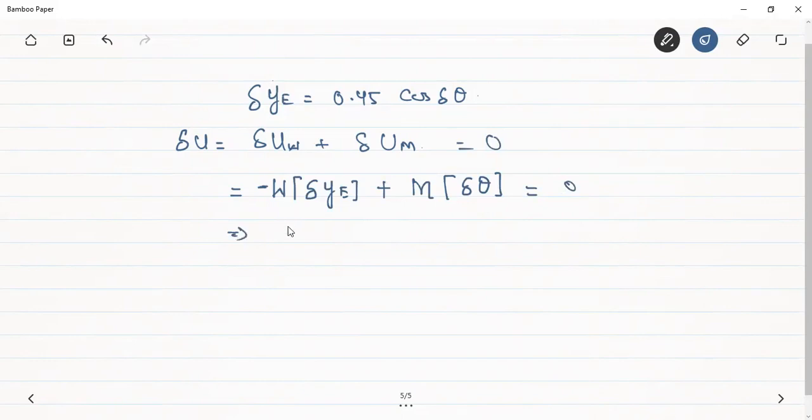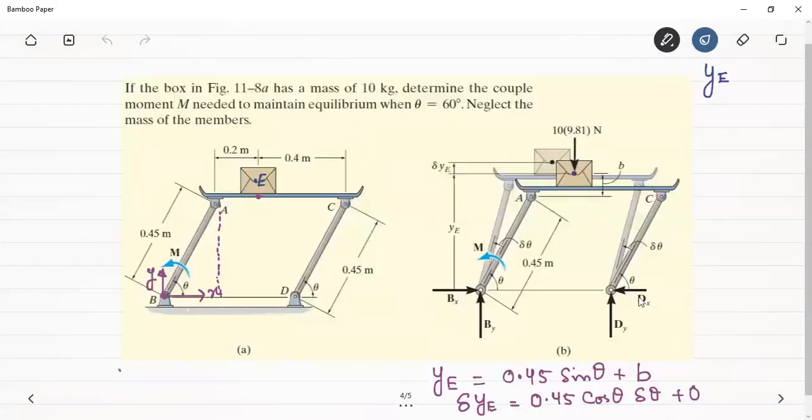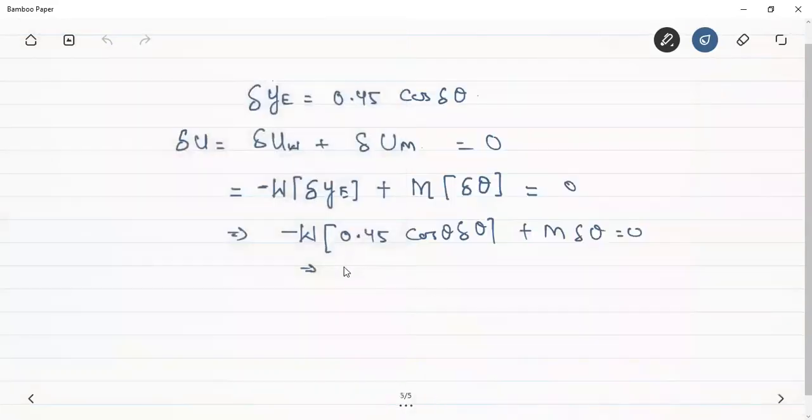So from here we get that minus W, this is 0.45 cos theta delta theta plus M delta theta. This will be equal to 0. What's the weight? 10 kg. Therefore, it will be minus 10 into 9.81 into 0.45 cos. At what angle we have to find it?